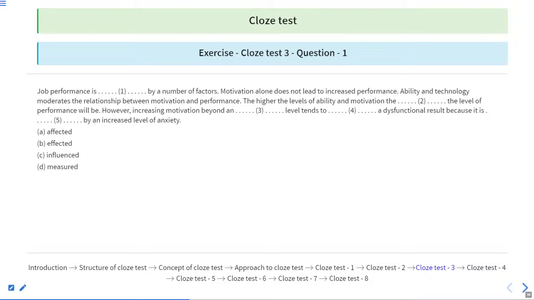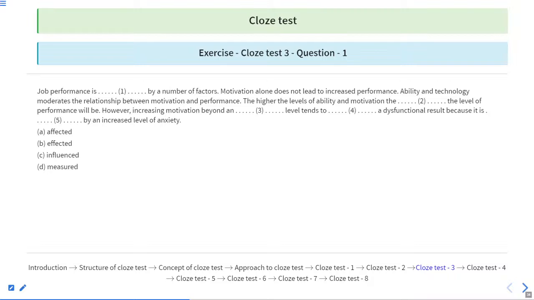Job performance is dashed by a number of factors. Motivation alone does not lead to increased performance. Ability and technology moderates the relationship between motivation and performance. The higher the levels of ability and motivation, the dash the levels of performance will be. However, increasing motivation beyond a dash level tends to dash a dysfunctional result because it is dash by an increased level of anxiety.